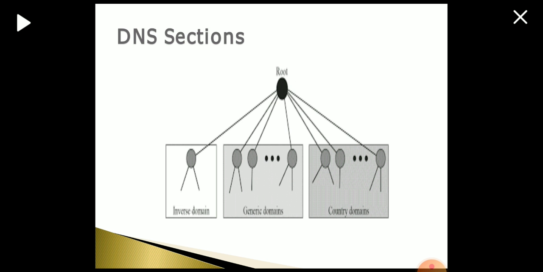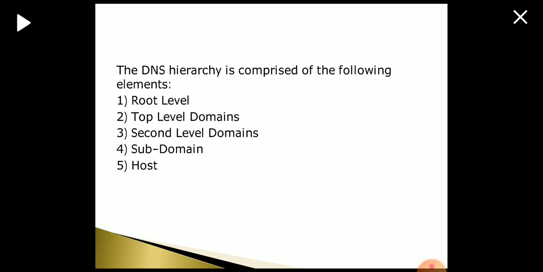As I already discussed, DNS is divided into three parts: inverse domain, generic domain, and country domain. The DNS hierarchy is classified into the following elements: root level, top level, second level domain, subdomain, and host.